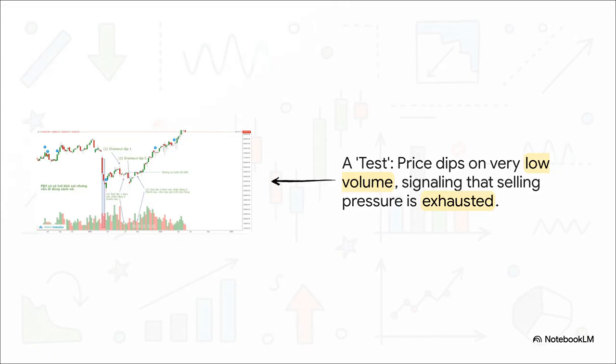Okay, look at this chart. This is a classic example called a test. You see how the price moves down on that candle? It looks like it wants to go lower. But then, look down at the volume bar right underneath it. It's tiny. That's the anomaly we were just talking about. The price went down, but there was almost no effort, no selling pressure behind it. What's the story here? It's telling us that the sellers are tired, they're exhausted. And that is a huge signal that the buyers might be getting ready to take over.